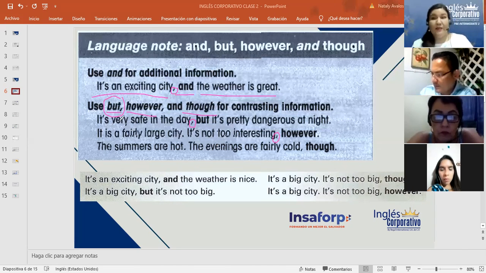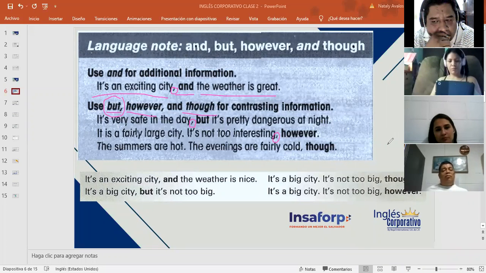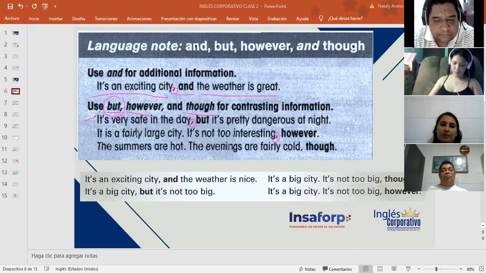Let's read the other examples. Let me see. I am going to ask another volunteer to help me to read the examples. Evelyn Mariela, can you help me to read the next example? It's very safe in the day, but it's pretty dangerous at night. Okay, so in this case, you're using but to contradict, right? It is very safe in the day, but it's pretty dangerous at night. And as you can see, not only in our country, it's in every place of the world. You have to be careful in the night because it's pretty dangerous. Let's see the next one.